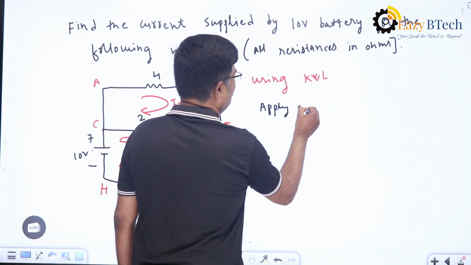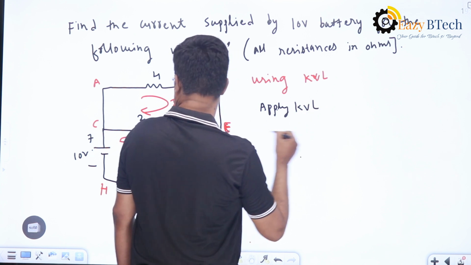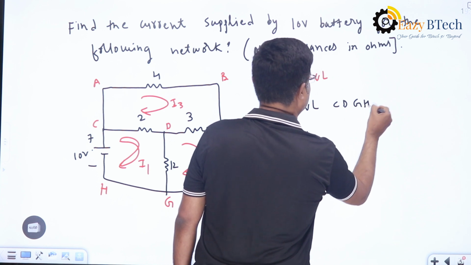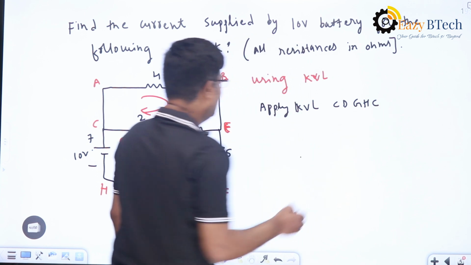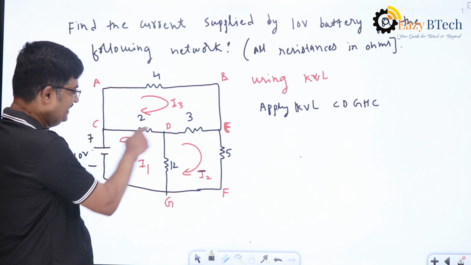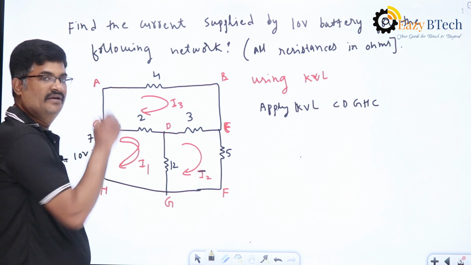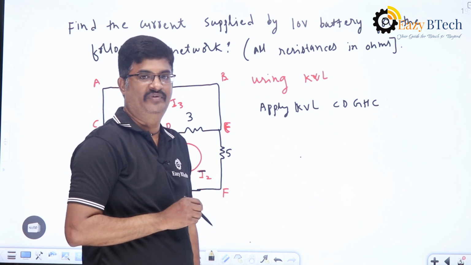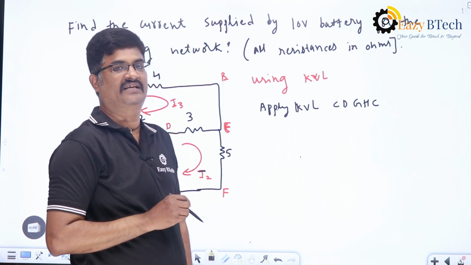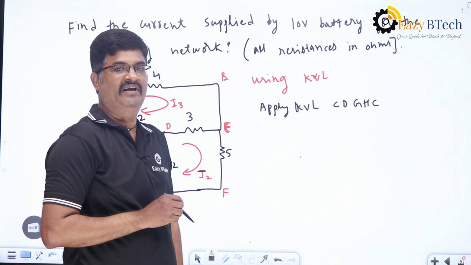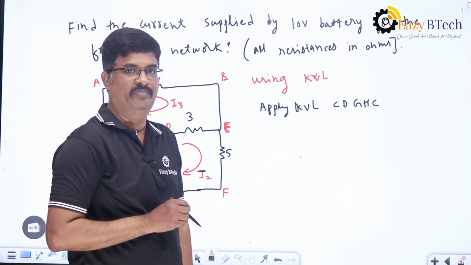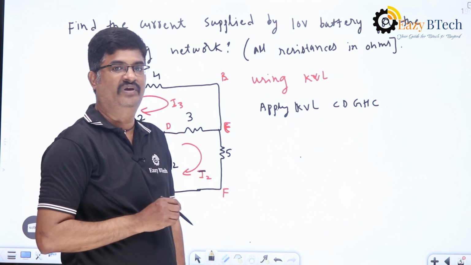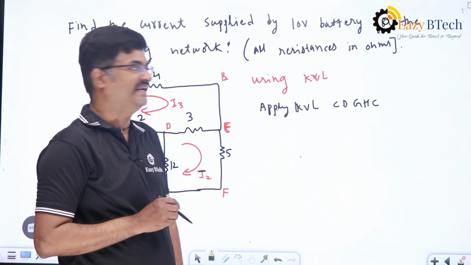Apply KVL for C, D, G, H, C. So here I am using the sign convention. In the resistor, when we are moving in the same direction of the current, there is a drop in potential. Whenever we are moving from high potential to low potential in a voltage source, there is a drop in potential. And whenever we are moving from low potential to high potential, there is a rise in potential.